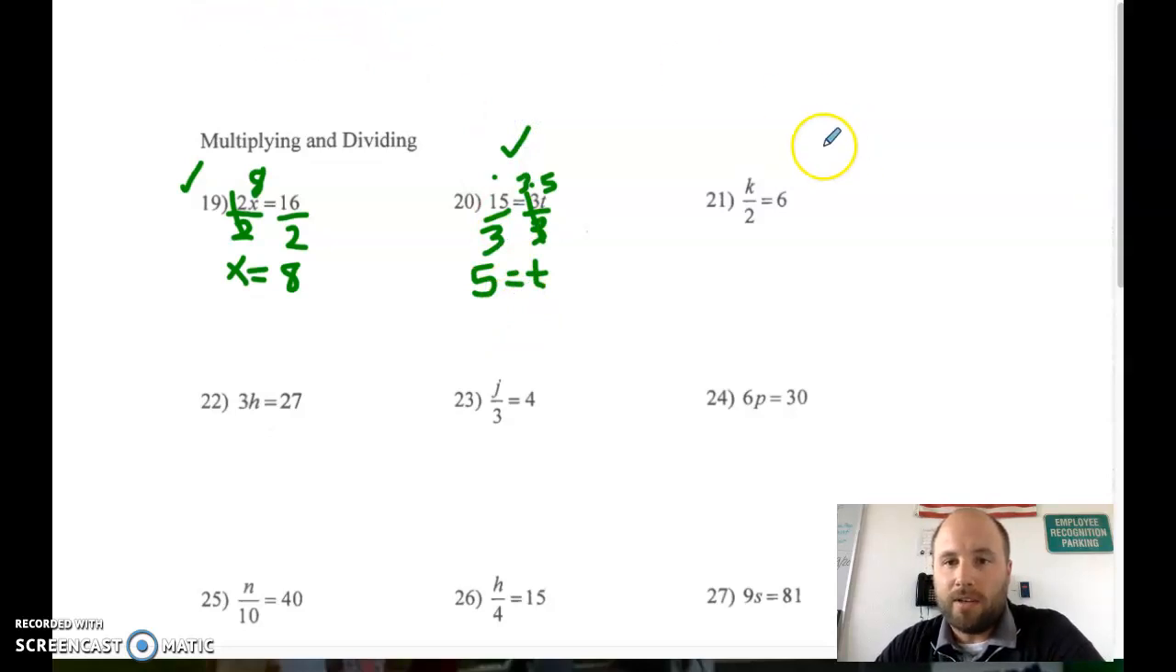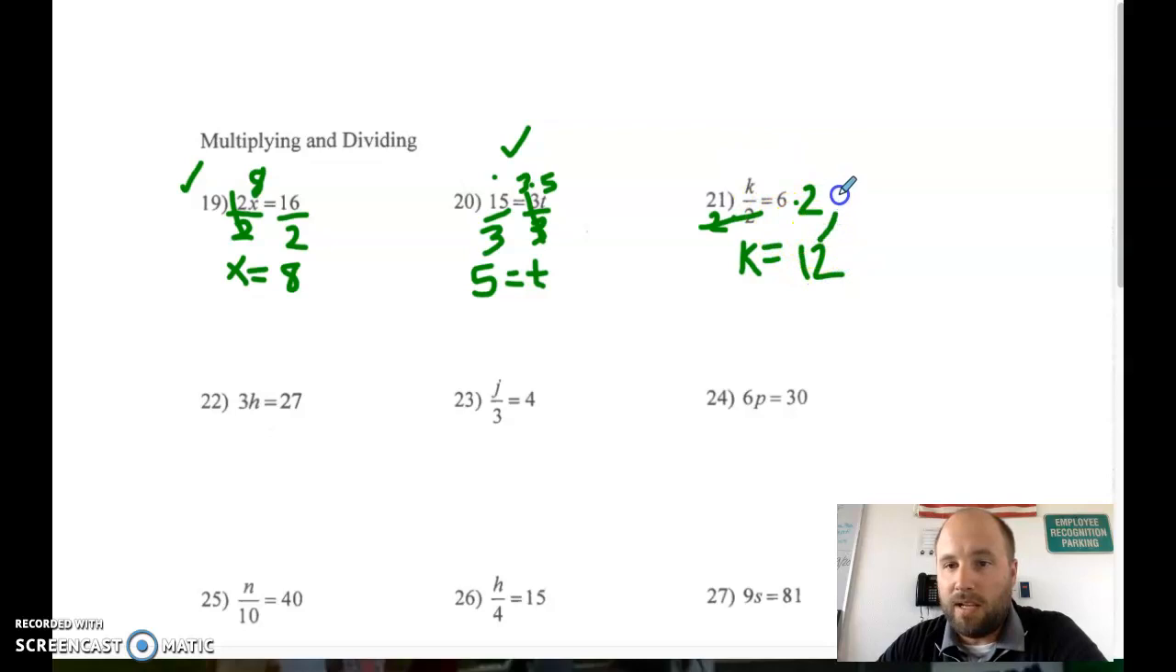Now let's take a shot at a division problem. I'm sorry, not addition, division. So now we've got k divided by 2. Remember the opposite of division is multiplication. So I'm just going to use a dot to remind me, hey, that's multiplying. And so that's going to cancel this out. I'm going to be left with k. And whatever we do to one side, we need to do to the other. And 6 times 2 is 12.